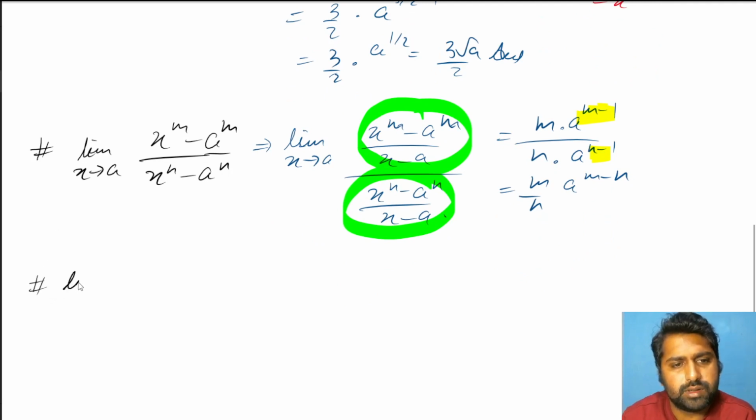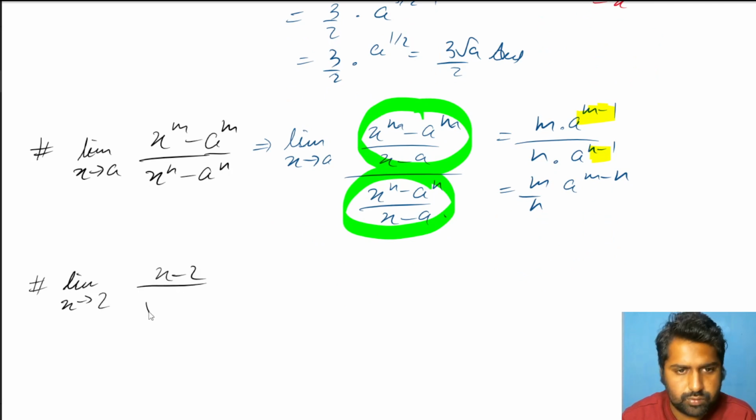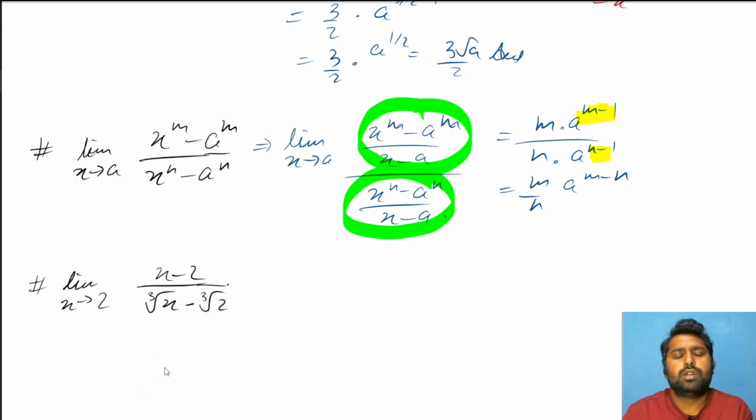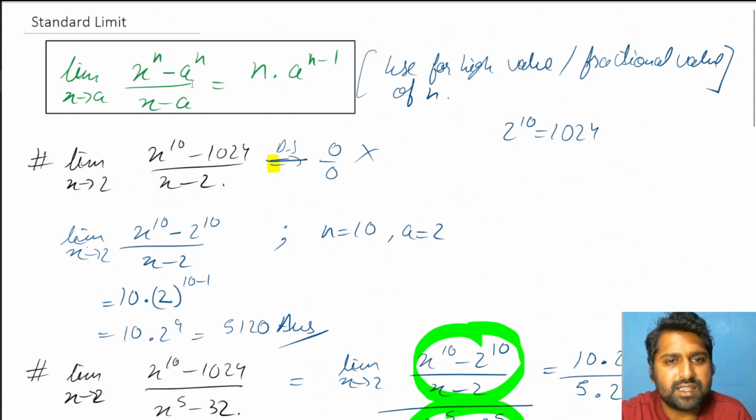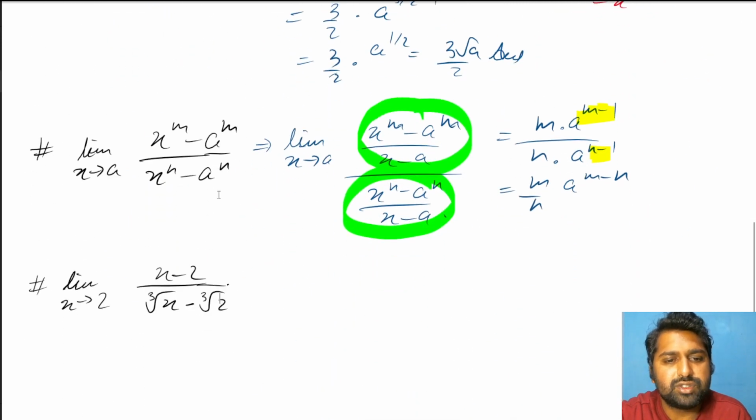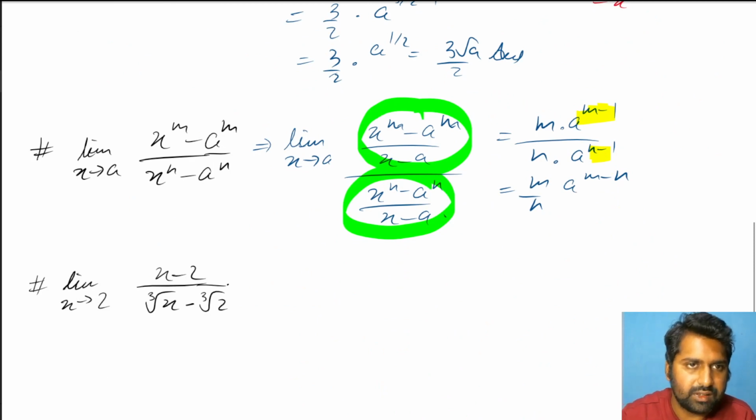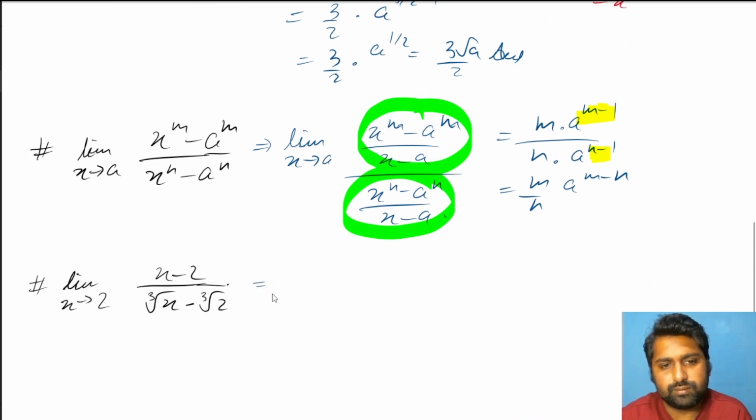One more, limit x tends to 2, x minus 2 upon cube root of x minus cube root of 2. Now if you look at this expression, you will have to see that if only this was the numerator and this was the denominator, because the formula is x raised to power n minus a raised to power n. So the power of n should be in the numerator. Okay. So what will we do? What do you need here? You need x minus 2 now.